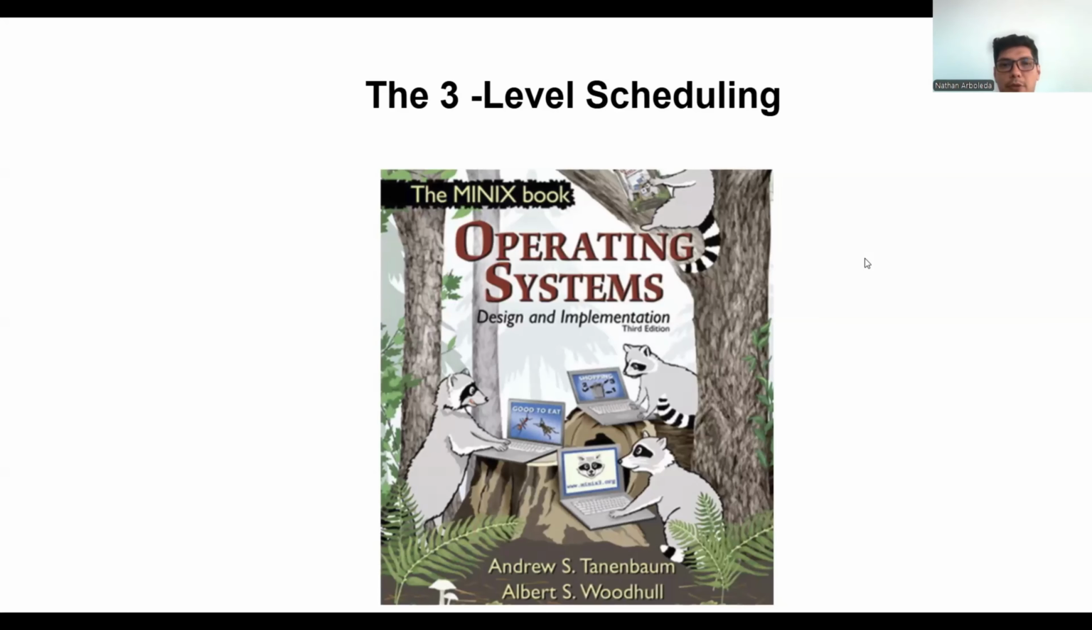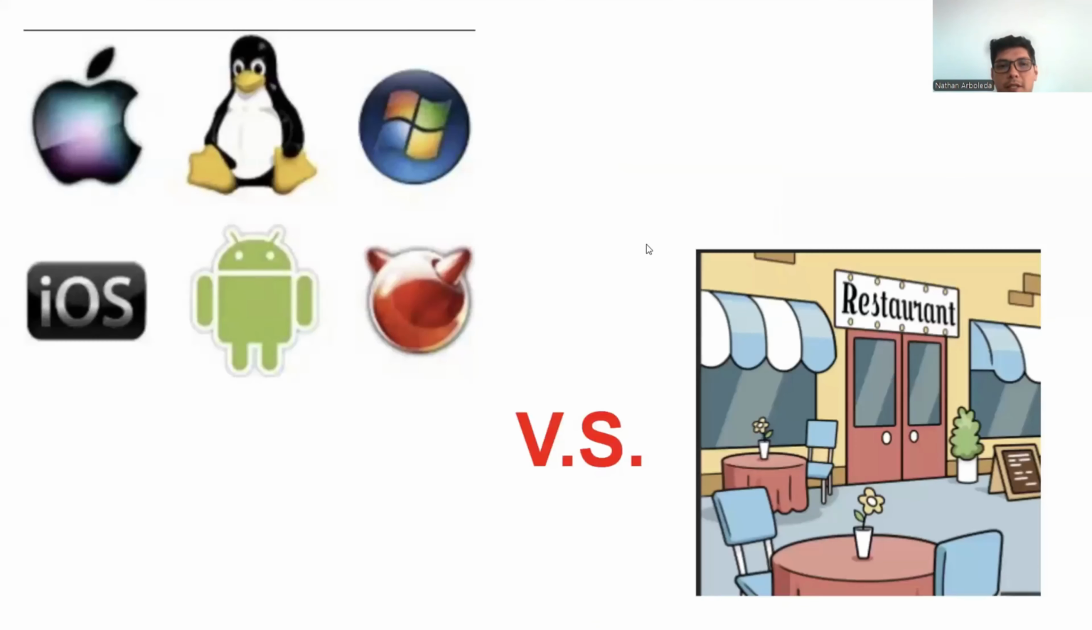The three levels of scheduling from the Minix book of operating systems, design and implementation. So I have a question: what does an operating system have in common with a restaurant? Well, stick around and find out.